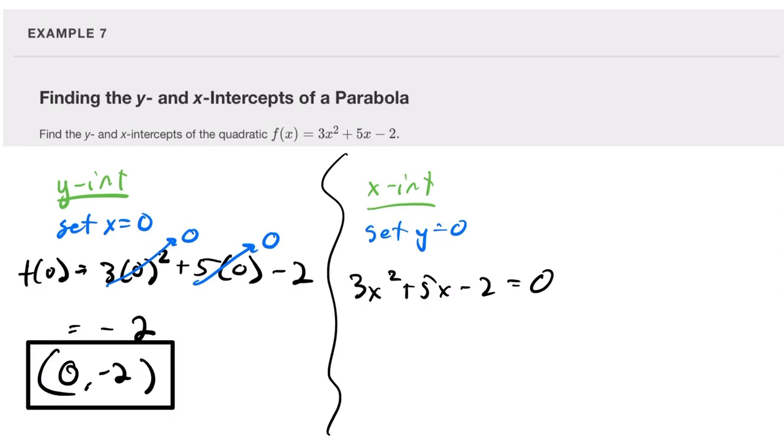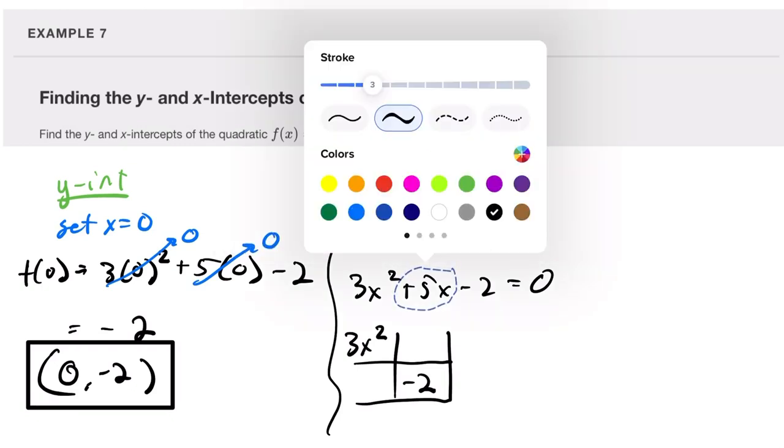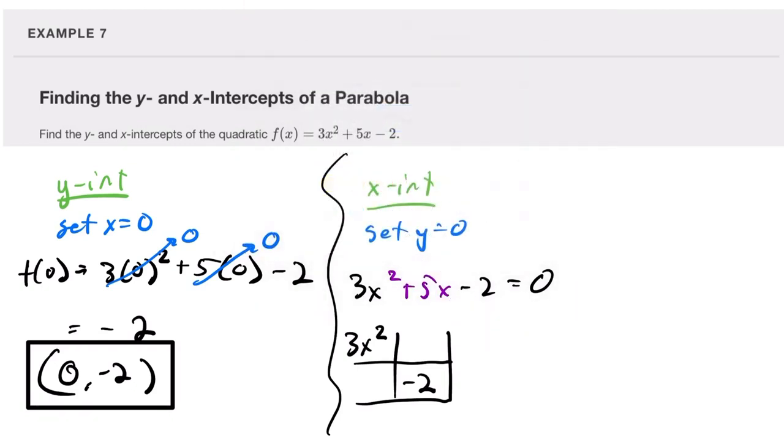Okay. So I'm going to use the box method to factor this guy. In the upper left-hand corner goes our leading coefficient, which is this guy. Bottom right is our constant. And we did the AC method. We said 3 times negative 2 to give us negative 6. And so we got a positive 6 and a negative 1. So we're going to rewrite that 5x using the 6 and the negative 1. So we got a 6x and a negative 1x.